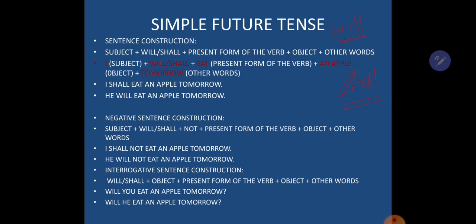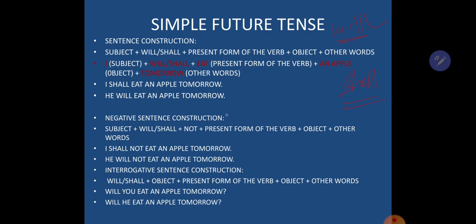Normally we use shall with we and I, so first person. When we are not sure of an action in future, we use shall with I and we. But when we are sure of any action, we use will. But that rule was followed in the past. Nowadays, people generally use will. So, I shall eat an apple tomorrow. He will eat an apple tomorrow.